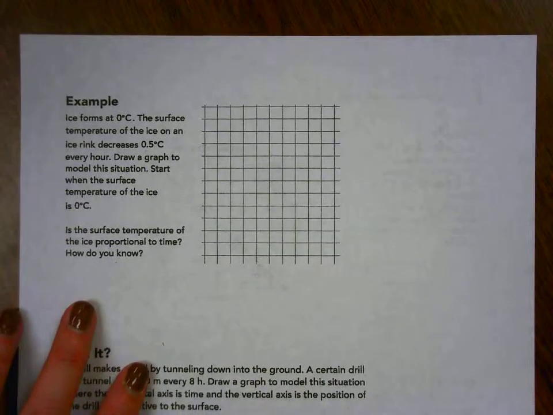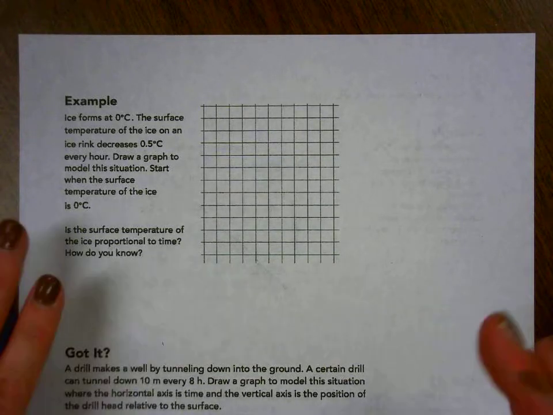All right, so let's look at this one. It says ice forms at 0 degrees Celsius. The surface temperature of the ice on an ice rink decreases 0.5 degrees Celsius every hour. Draw a graph to model this situation. Start when the surface temperature of the ice is 0 degrees Celsius. Is the surface temperature of the ice proportional to time? How do you know?